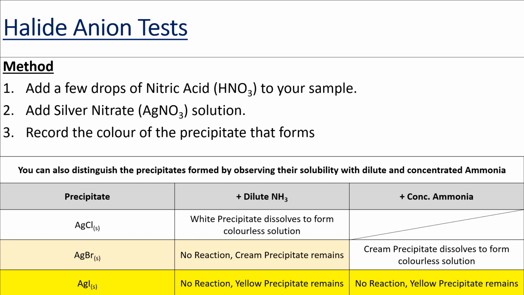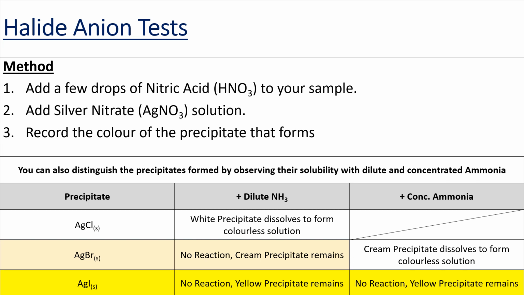Silver chloride will dissolve to form a colourless solution. However, the silver bromide and the silver iodide will do nothing. They won't react, they won't dissolve, the precipitate will stay as it was. So if you add dilute ammonia and it dissolves, then you know you've got a silver chloride. If nothing happens, you then add concentrated ammonia, and the bromide this time would dissolve to give you a colourless solution, but the iodide won't.